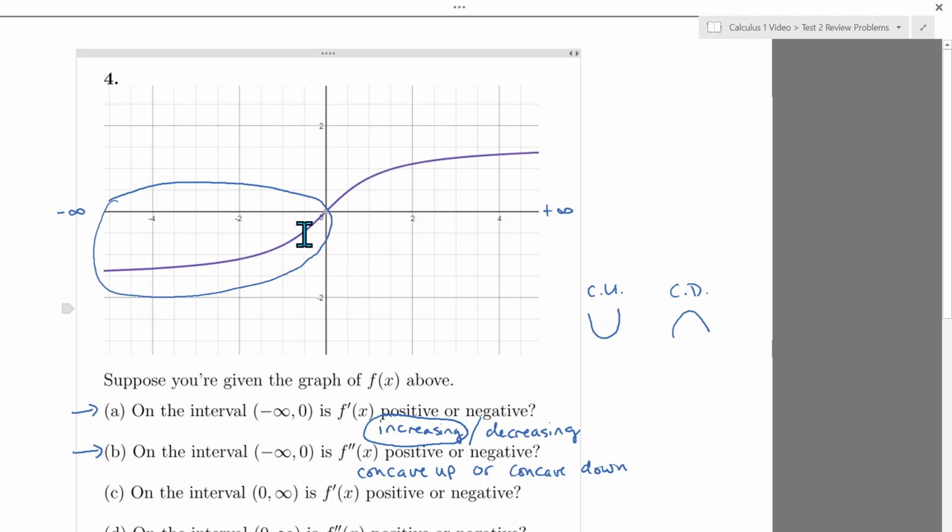You can see that it's sort of like part of a smiley face. So you can see that the curvature is kind of like this, so it's the concave up curvature.